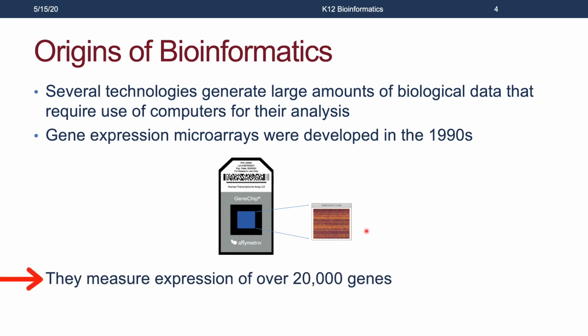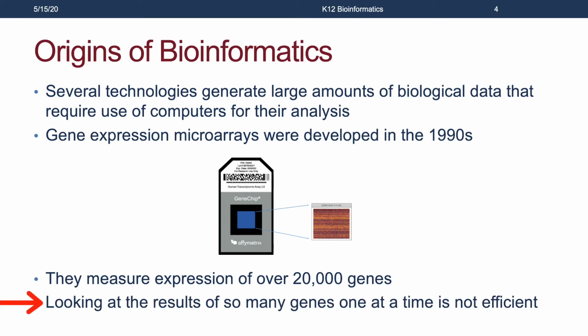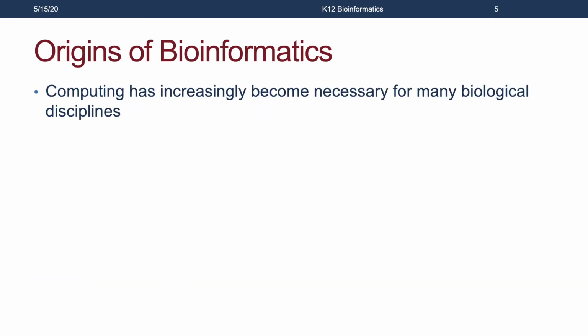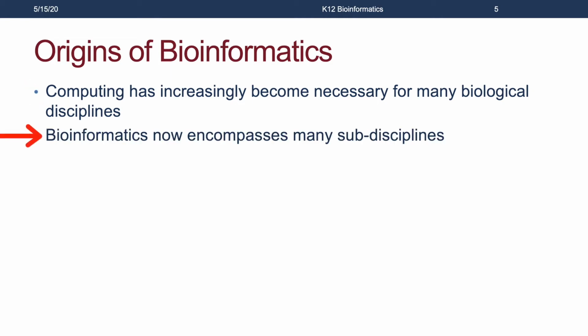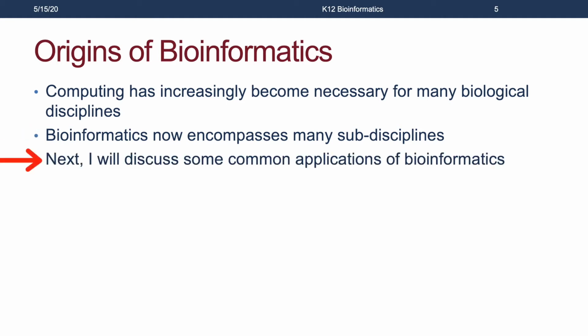So again, keep in mind that here we're measuring the expression of over 20,000 genes at a time. Looking at the results of so many genes by hand just wouldn't make sense. As we see with technologies such as microarrays, computing has increasingly become necessary for many biological disciplines. And thus, bioinformatics now encompasses many subdisciplines, or many areas where people focus their work. And next, I will discuss some common applications of bioinformatics.